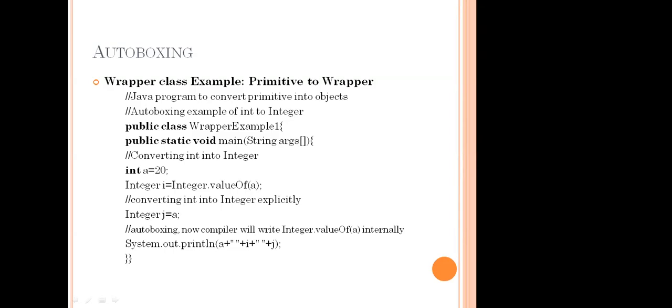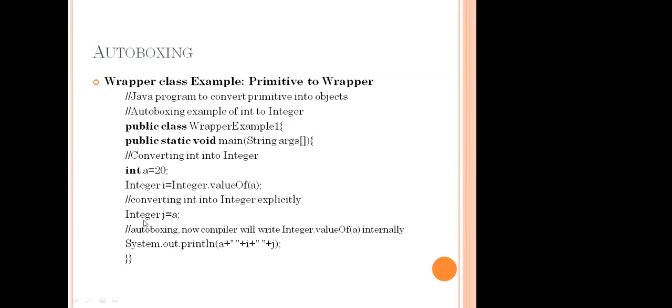What is the meaning of explicitly and implicitly? Implicit conversion is when the compiler does it, with no hand of the programmer; it is done automatically by the compiler. The explicit concept is that the programmer has to write code for the conversion. That is known as explicit, so explicitly we write this one.